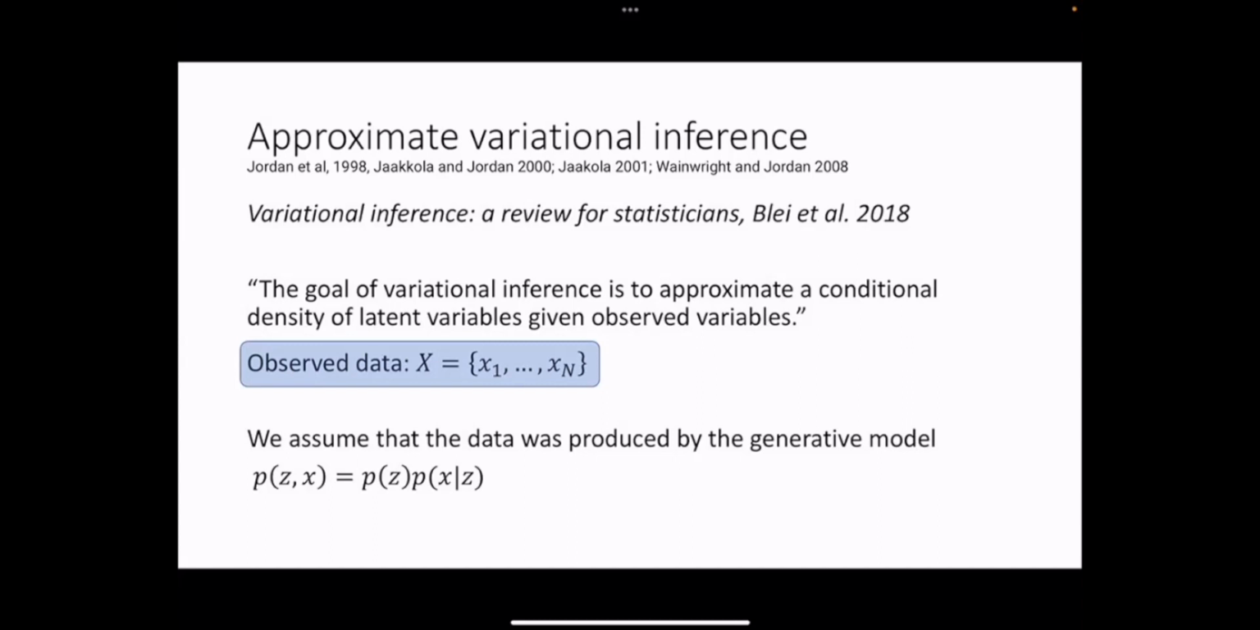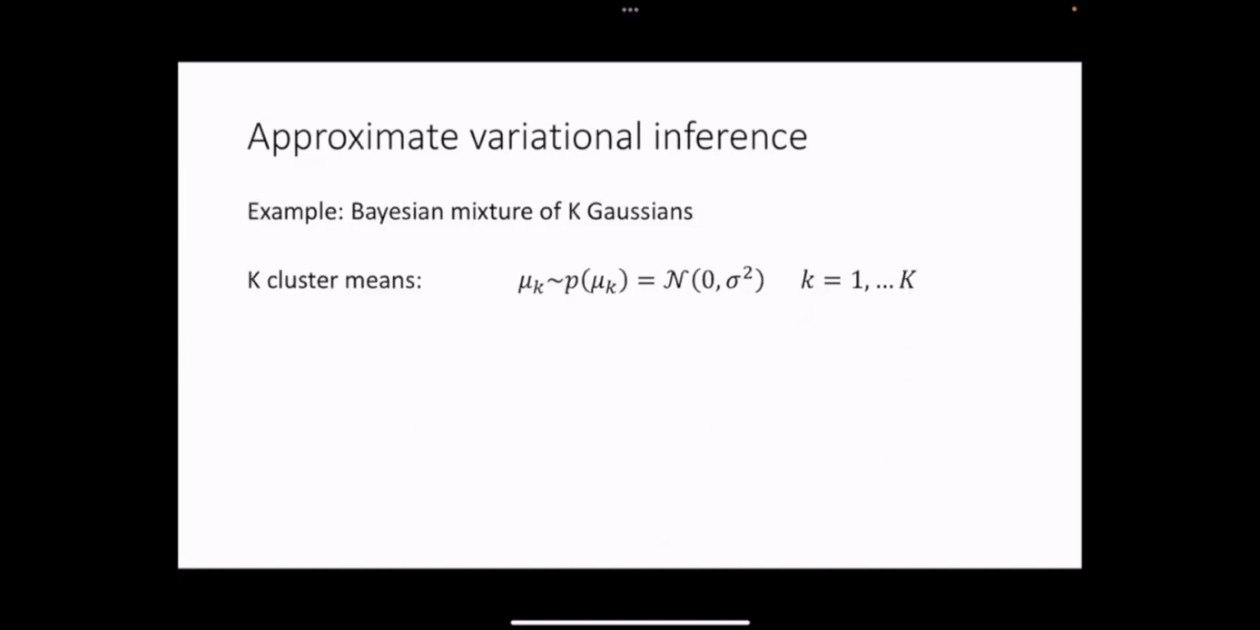And we assume that this data was produced by this generative model with this decomposition, meaning that it's actually a latent variable model. So it's a joint distribution over a latent variable z and the observed variable x. And of course, by marginalizing out this latent variable z, we could get back to the actual data distribution over x. Now the goal of approximate variational inference is to get this distribution over z given x.